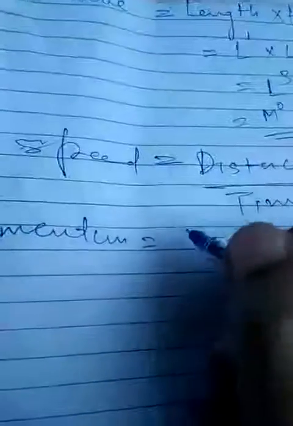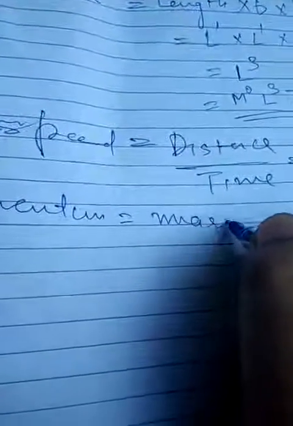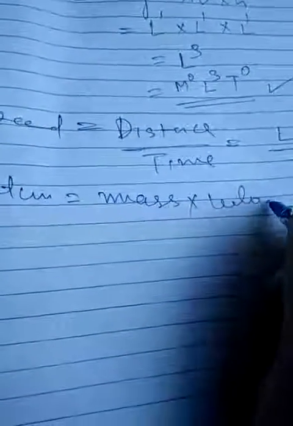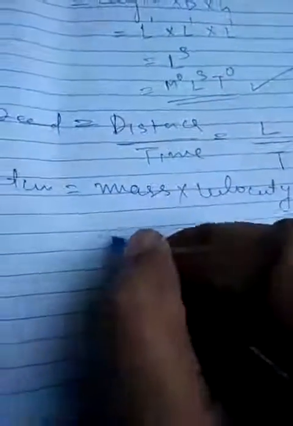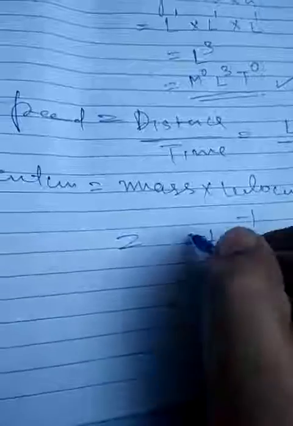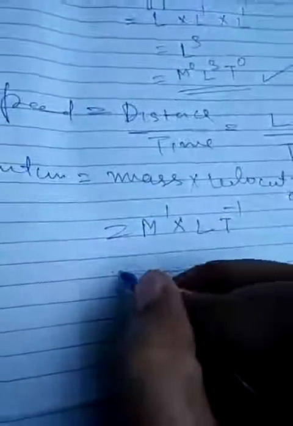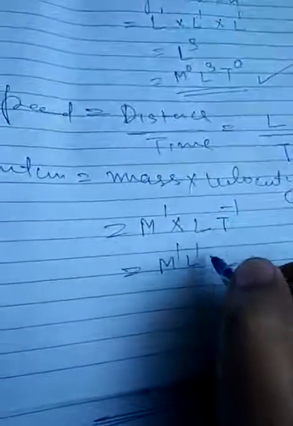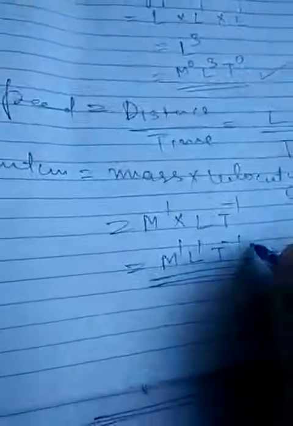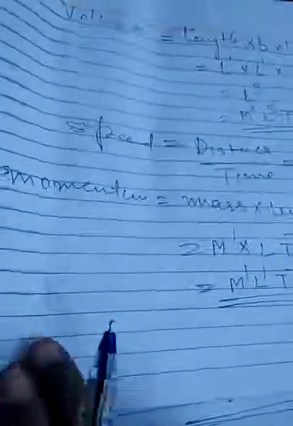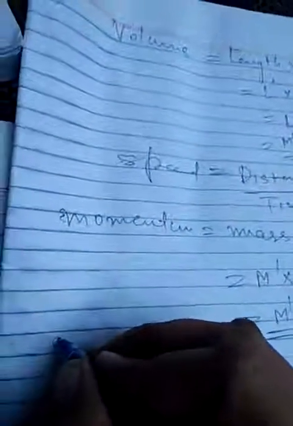Now let us discuss momentum. Momentum is equal to mass into velocity. Velocity or speed, we have discussed, has L T minus 1 and mass has 1. So it will be M1 L1 T minus 1. So this is the formula for momentum, how we are able to write it out.